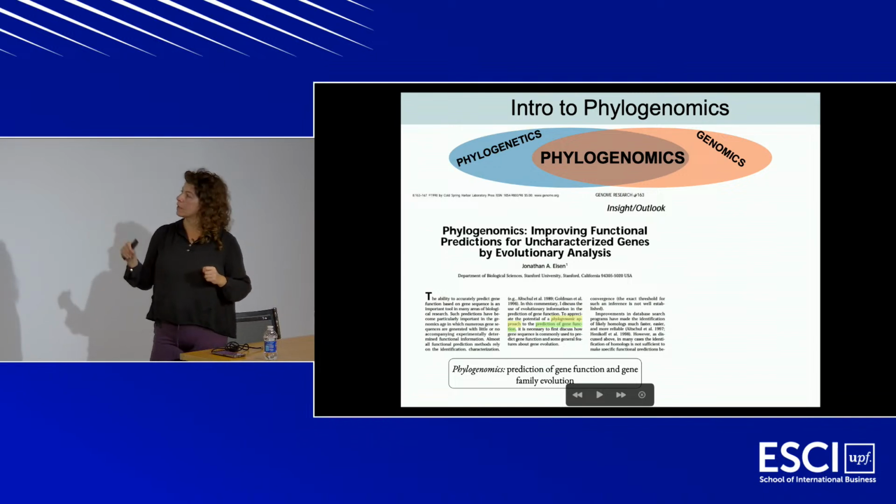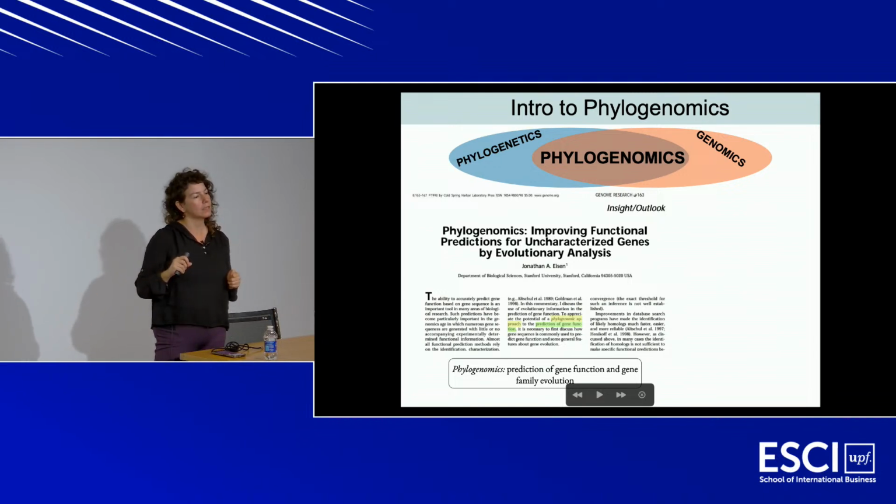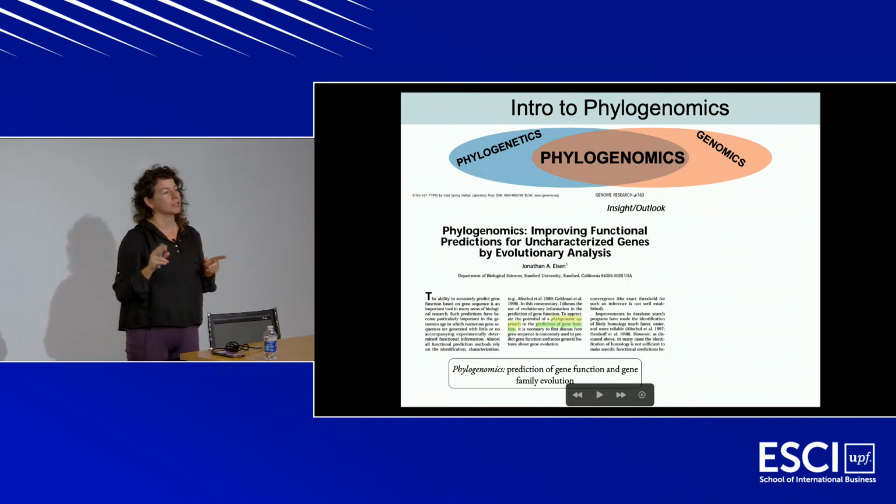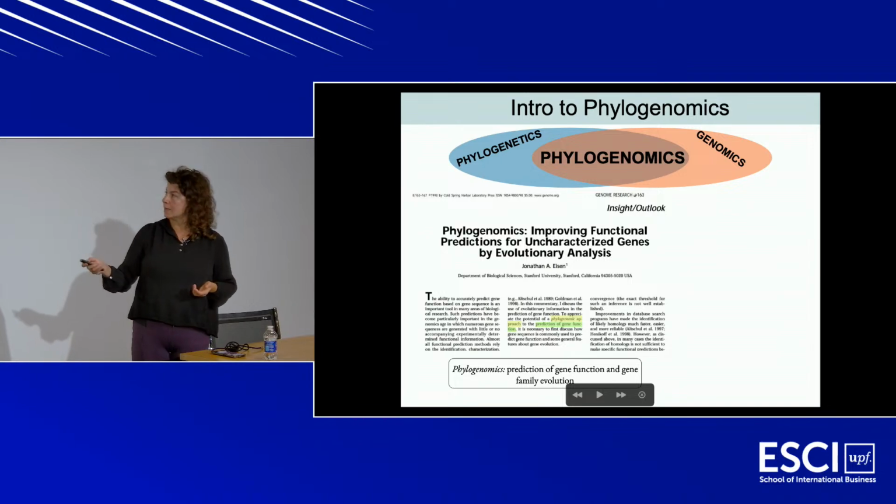But something that I wanted to touch upon as well is the origin of the concept, because not everyone knows where phylogenomics comes from. The term phylogenomics was actually coined very recently, in 1998, by this scientist, Jonathan Eisen.